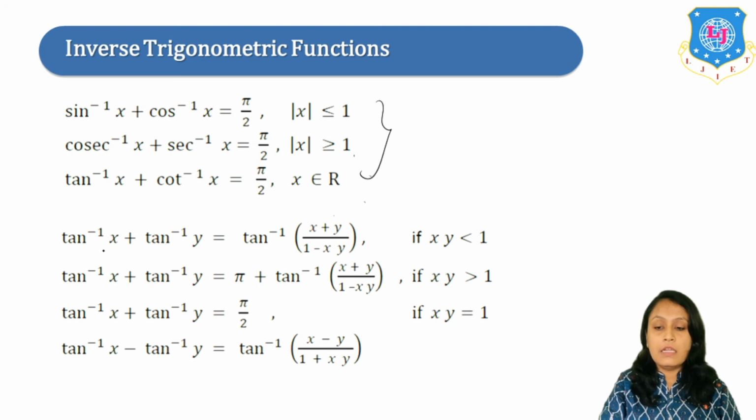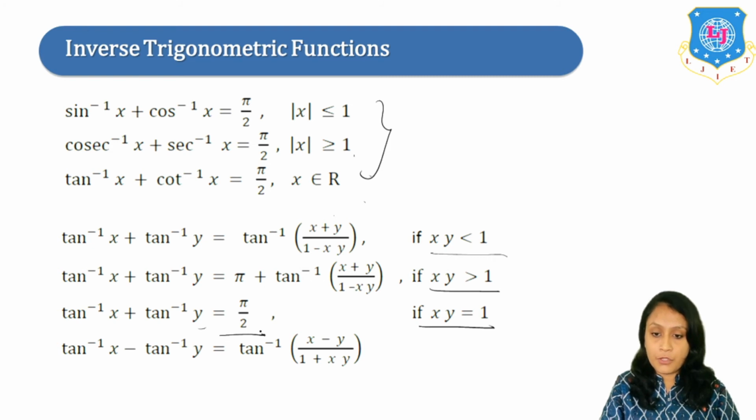The next is tan inverse x plus tan inverse y is tan inverse of x plus y upon 1 minus xy, if xy is less than 1. Then tan inverse x plus tan inverse y is pi plus tan inverse of x plus y upon 1 minus xy, if xy is greater than 1, and for xy equal to 1, tan inverse x plus tan inverse y is pi by 2. Now tan inverse x minus tan inverse y is tan inverse of x minus y upon 1 plus xy.